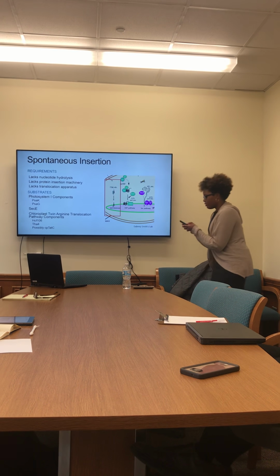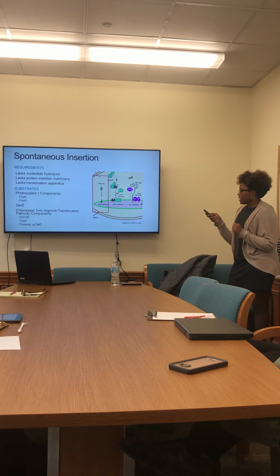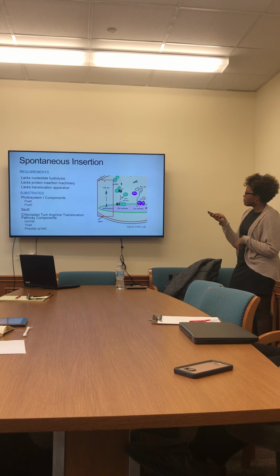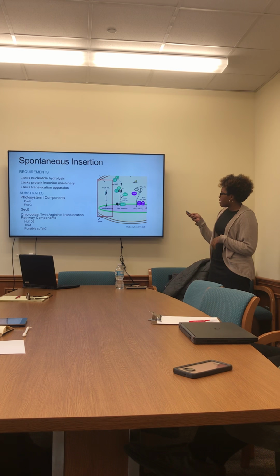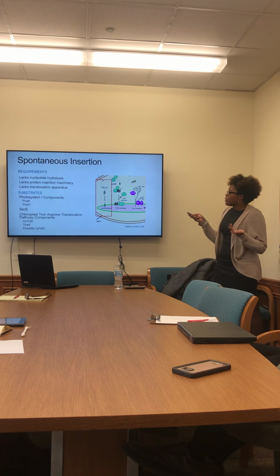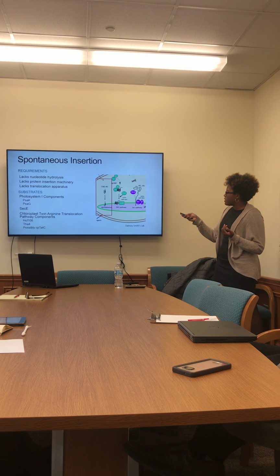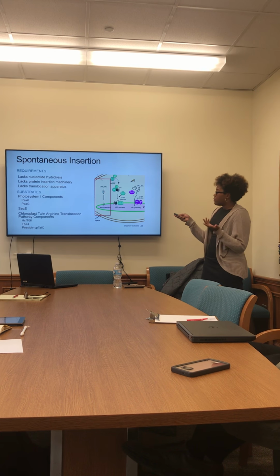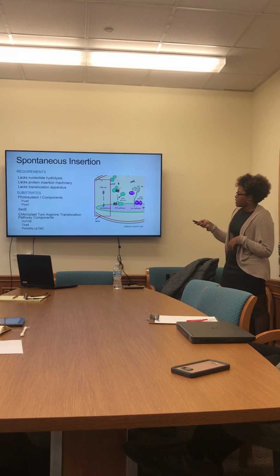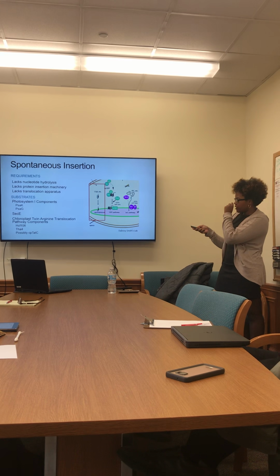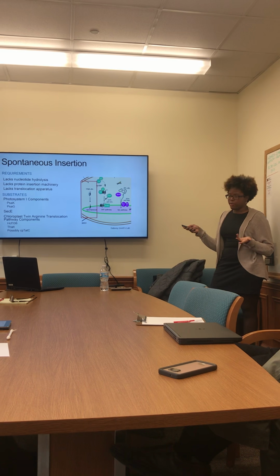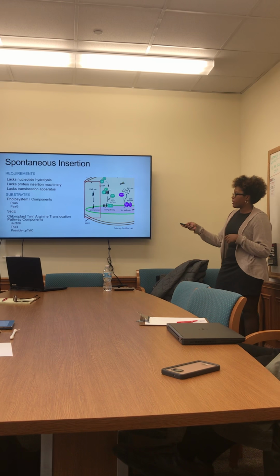So now we're going to go to the thylakoid. After the transit peptide is cleaved, if another one is revealed, these blue bars, for instance, then it's supposed to be sorted to the thylakoid. So we're going to talk about spontaneous insertion first. So we're talking about membrane proteins being inserted into the thylakoid membrane.